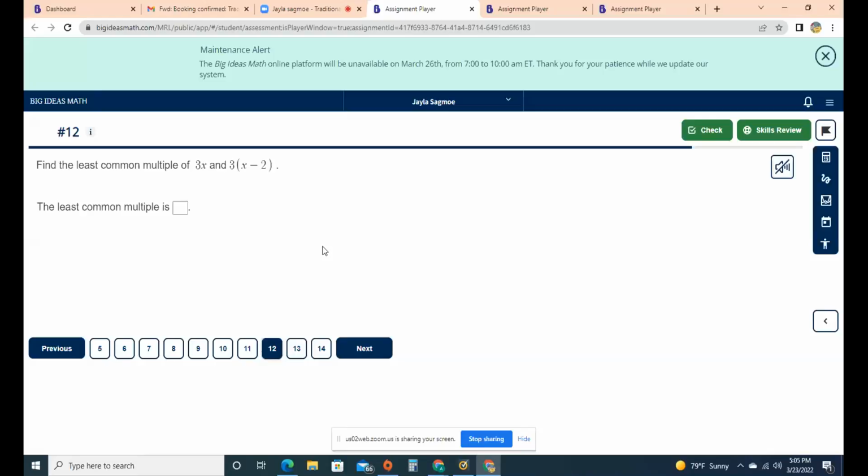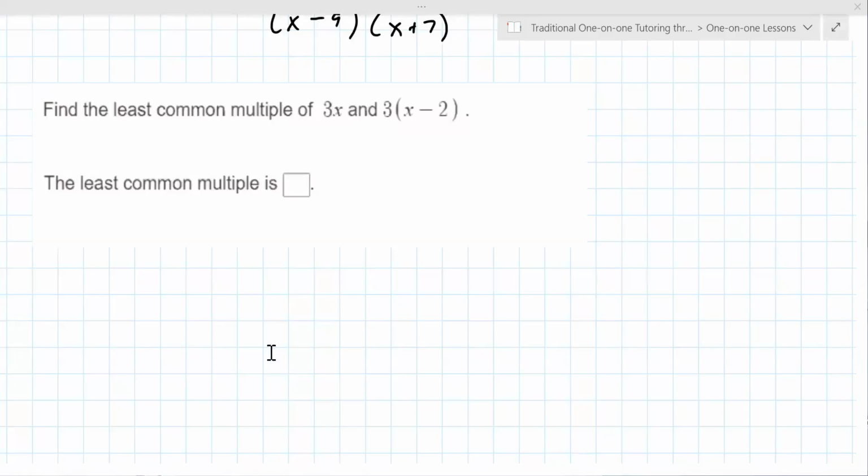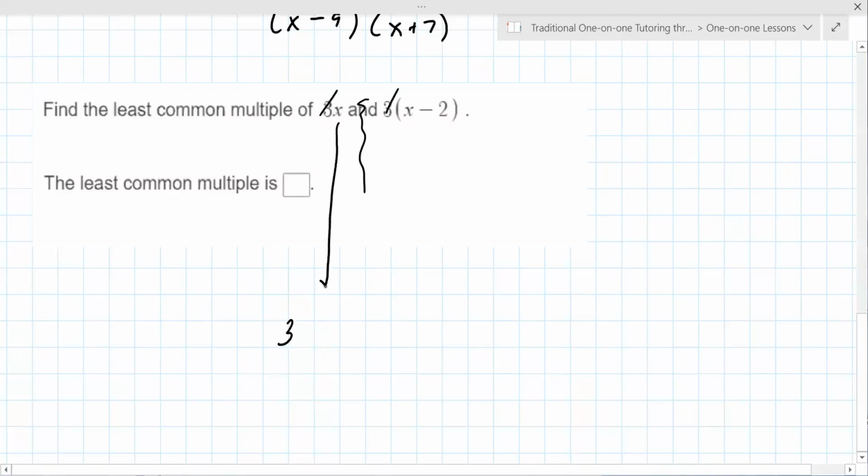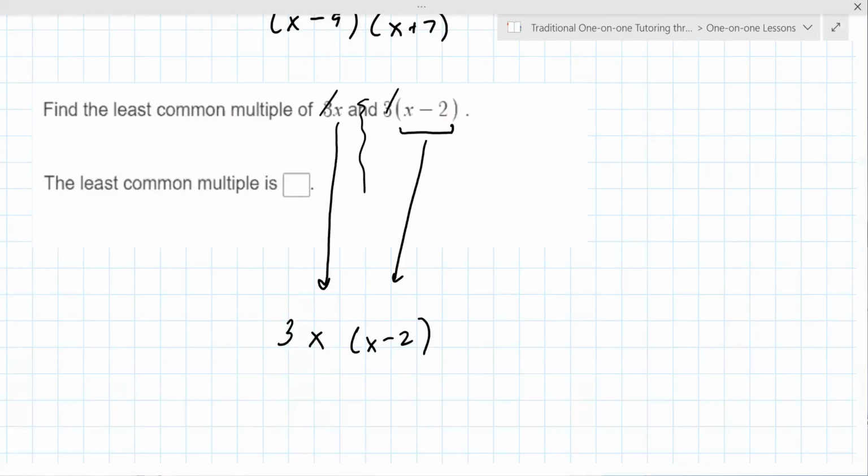This one's already in factored form, so it's a bit clearer to show, because we don't have to do that factoring step. But let me share my screen and you'll see. You first figure out what's the same in both. Do you see that they both have a 3? But one has an x and the other has an x - 2. So you just collect the things that are missing from each.